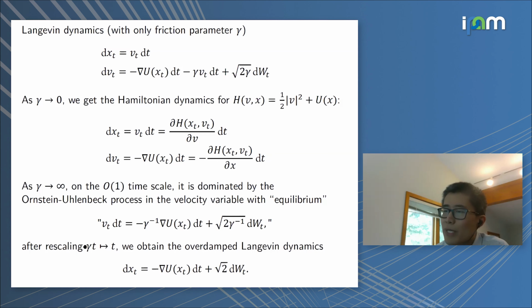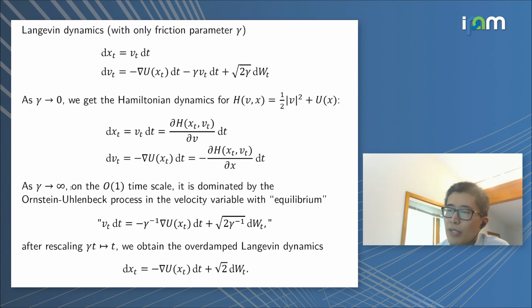And then after rescaling, you see that because v is proportional to 1 over gamma, x is moving slowly. So you have to rescale, to look at the long-term dynamics. After rescaling, you get this equation. This is actually known as the overdamped Langevin dynamics, because you are thinking of a regime where friction is really large, so the particle loses its inertia, and the position is only changed due to force plus some random kicks.